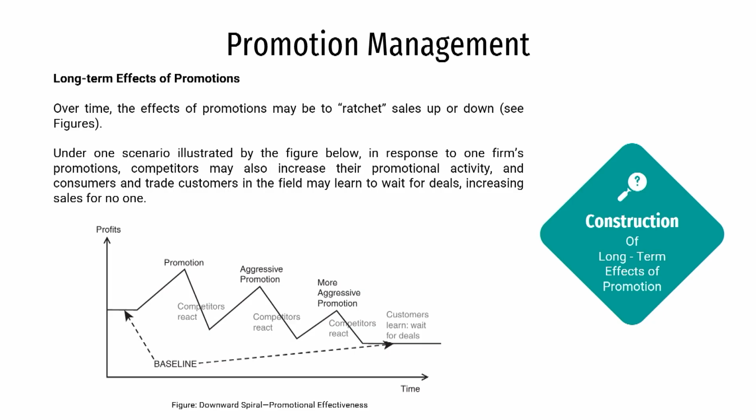Under the first scenario, which is slightly pessimistic, in response to one firm's promotions, the competitors may also increase their promotional activities. If I am extending a discount, then my competitor can also extend the discount. And the consumers and the trade customers in the field may learn to wait for deals, increasing the sales for no one. Ultimately, it will remain the same. So, how does it happen?